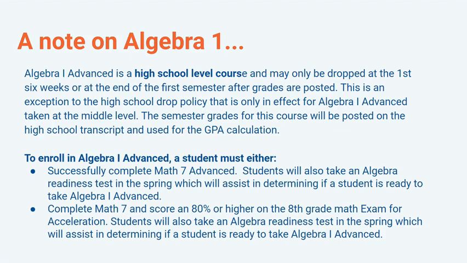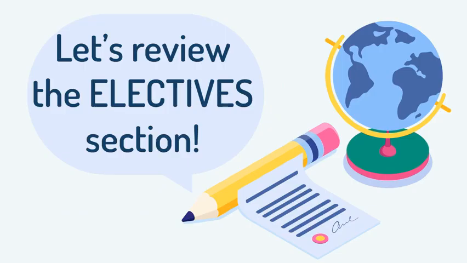Students will also take the algebra readiness test in the spring, which will assist in determining if the student is ready. So 2 scenarios: Math 7 advanced could go on into algebra. Math 7 on level could take a test from Math 8 to see if they qualify for algebra. Again, reach out to your counselor if you have questions.